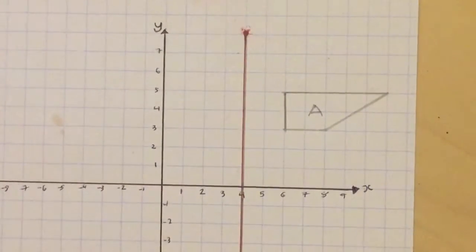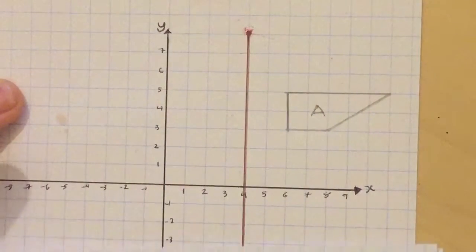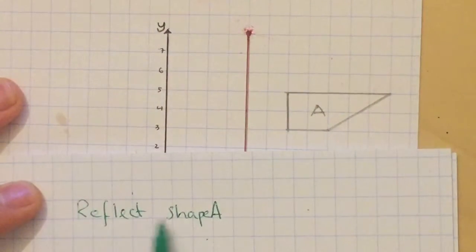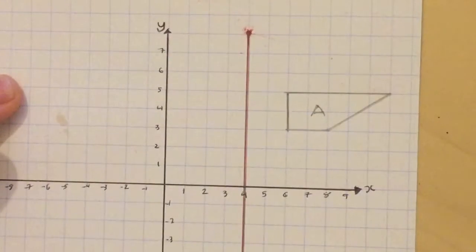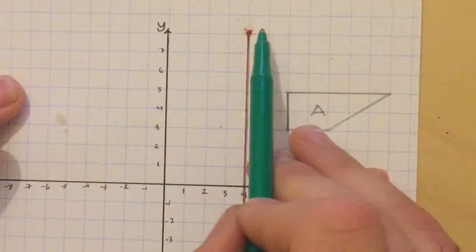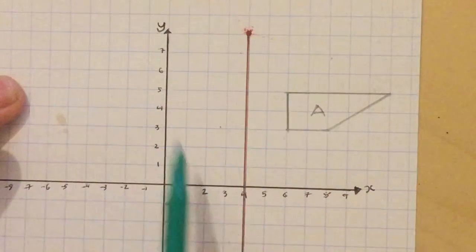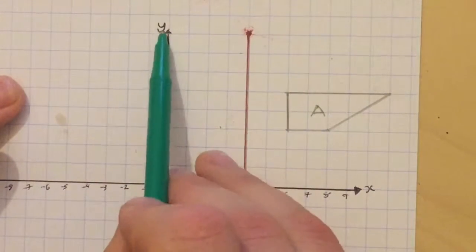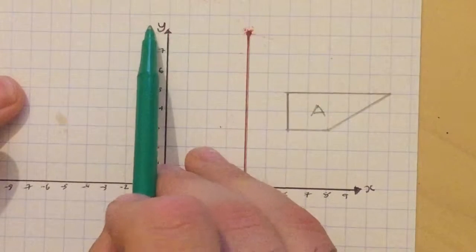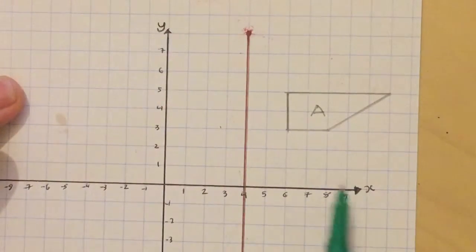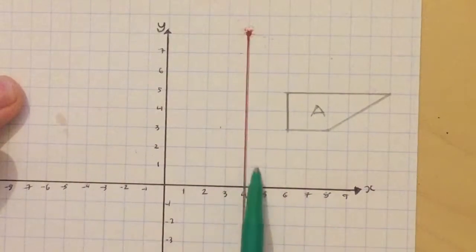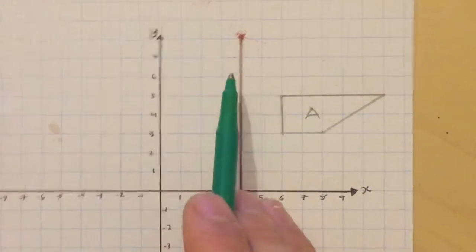A typical question on reflection you would get would be very similar to this. They would ask you to reflect shape A, which is over here, on the mirror line. Our mirror line is this red line. Don't mistake it with your y-axis, which has a little arrow with a y, or your x-axis, which has a little arrow with an x. Your mirror line would be very distinct on the page.